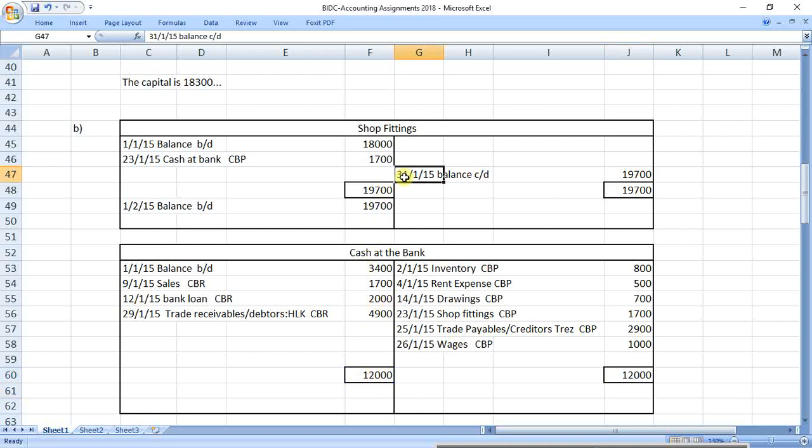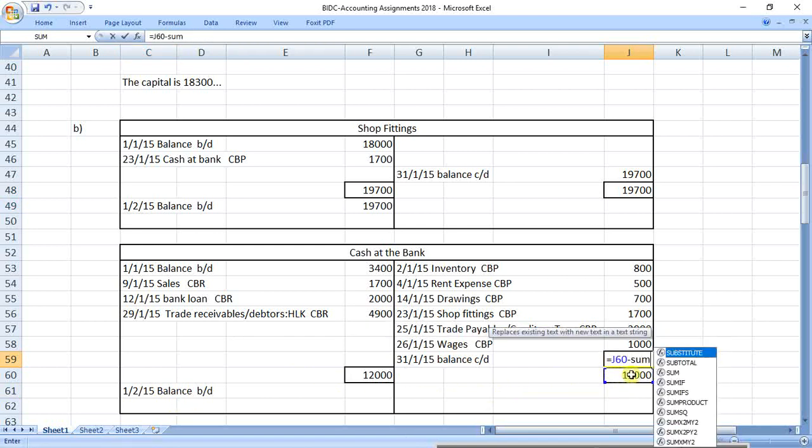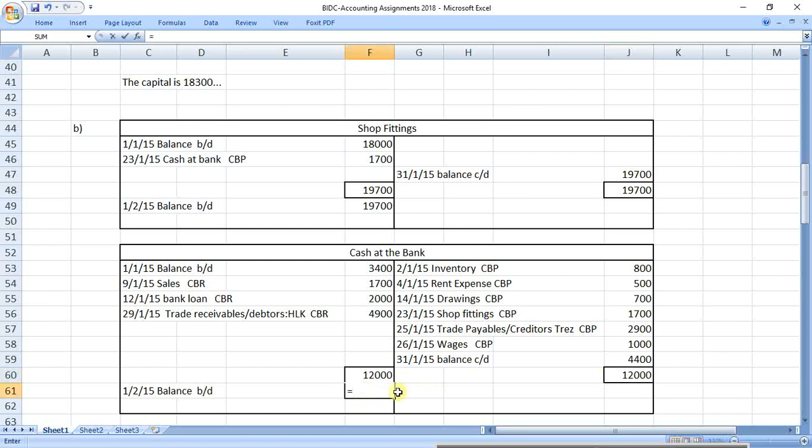Alright, and then I'll have balance carried down and balance brought down again. And the balance here is going to be this minus the sum of all of those figures. Right, which is 4,400. So 4,400 is the balance for the next month. So I end this month with that balance, and I open February with that new balance. Does that make sense? Okay, and then you would literally have to do that for all of them.